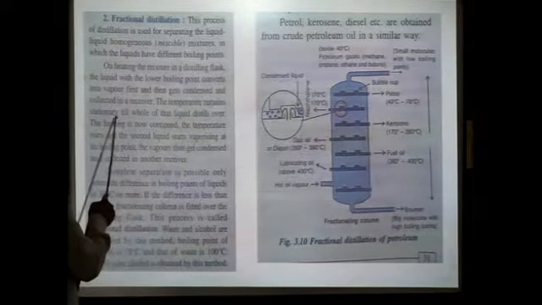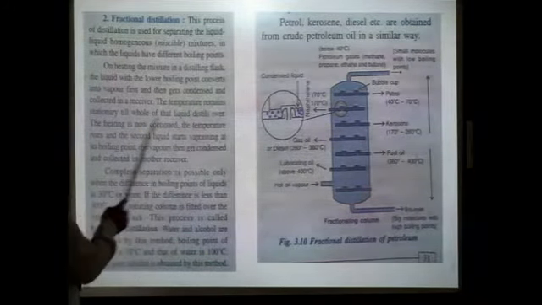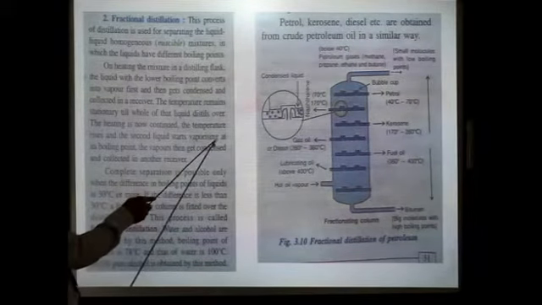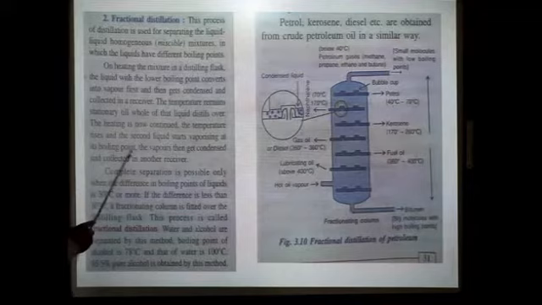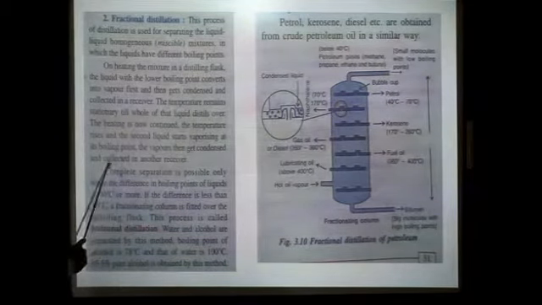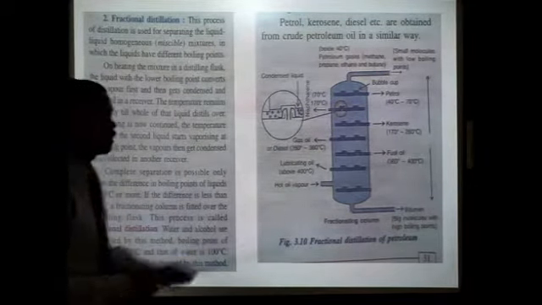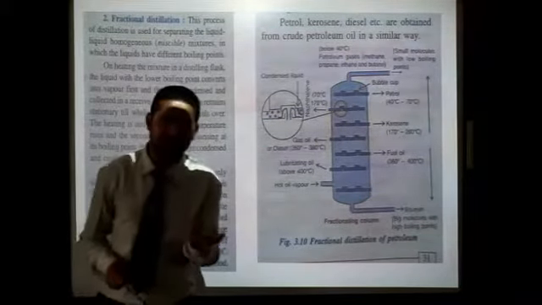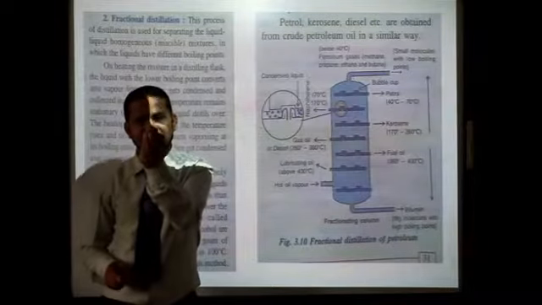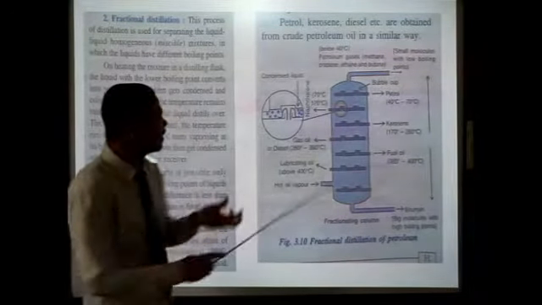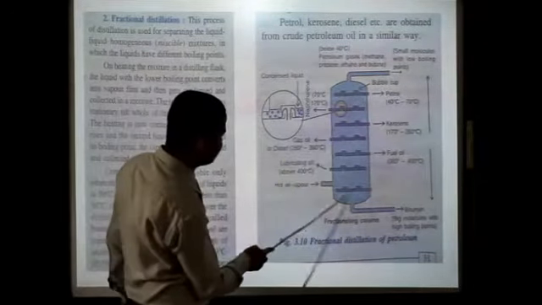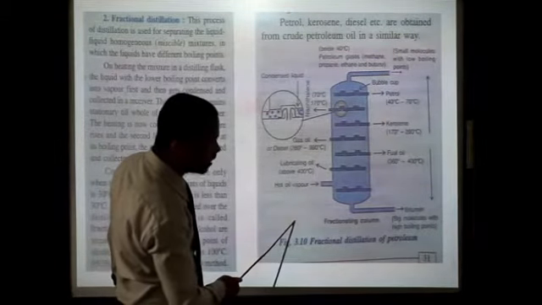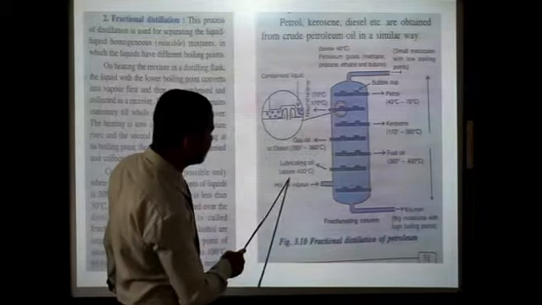So the temperature remains fixed until the whole of that liquid distills over. The heating is now continued, the temperature rises and the second liquid starts vaporizing. At its boiling point, the vapors then get condensed and collected in another receiver. So first of all, the liquid with the lower boiling point will vaporize, then it will condense, then it is collected. Say for example, this is collected in one container, and this is collected in another container.